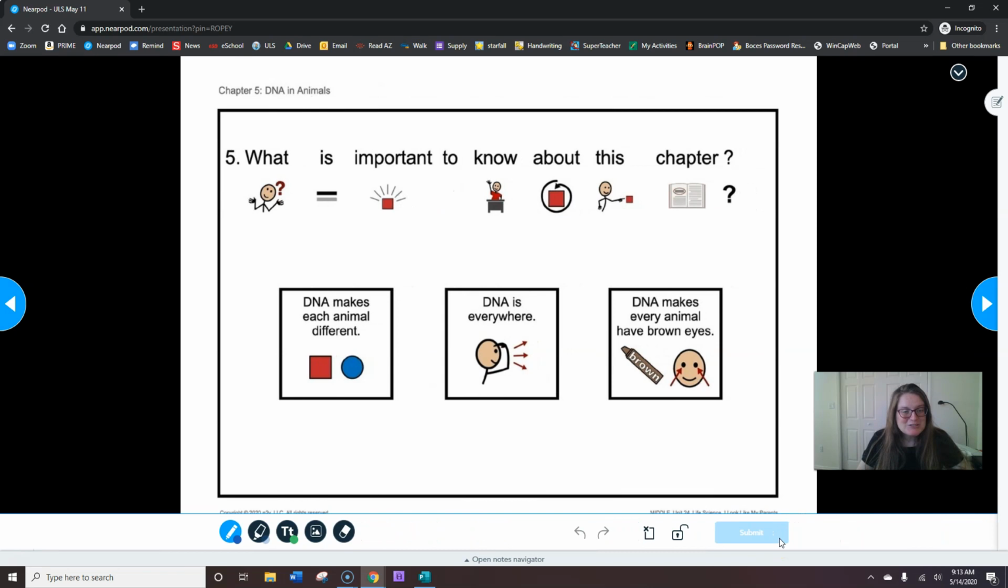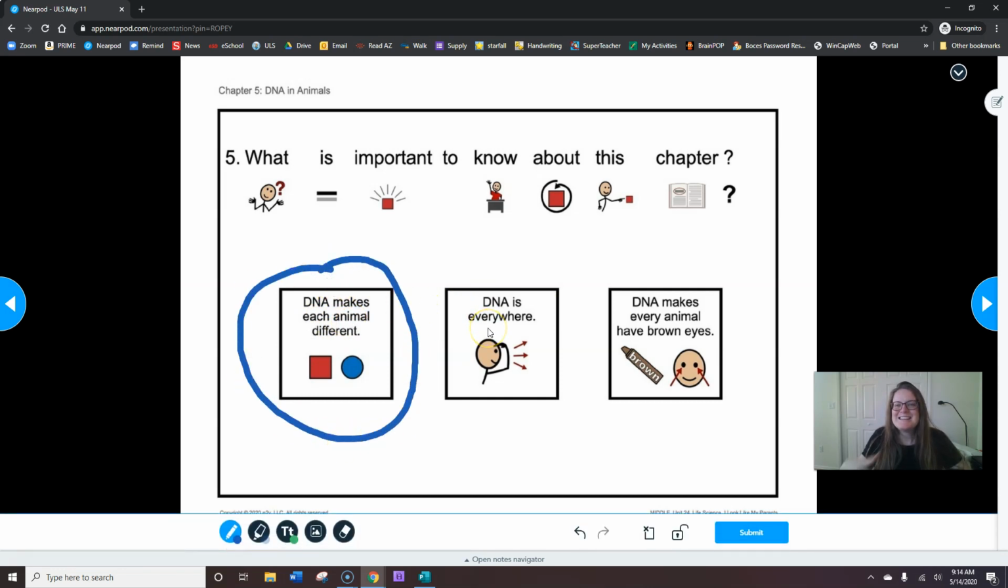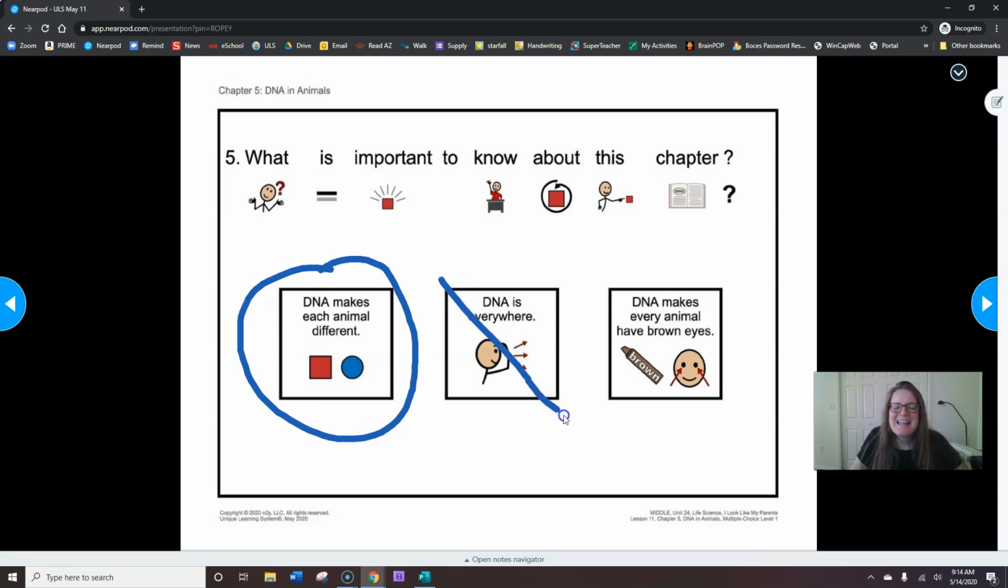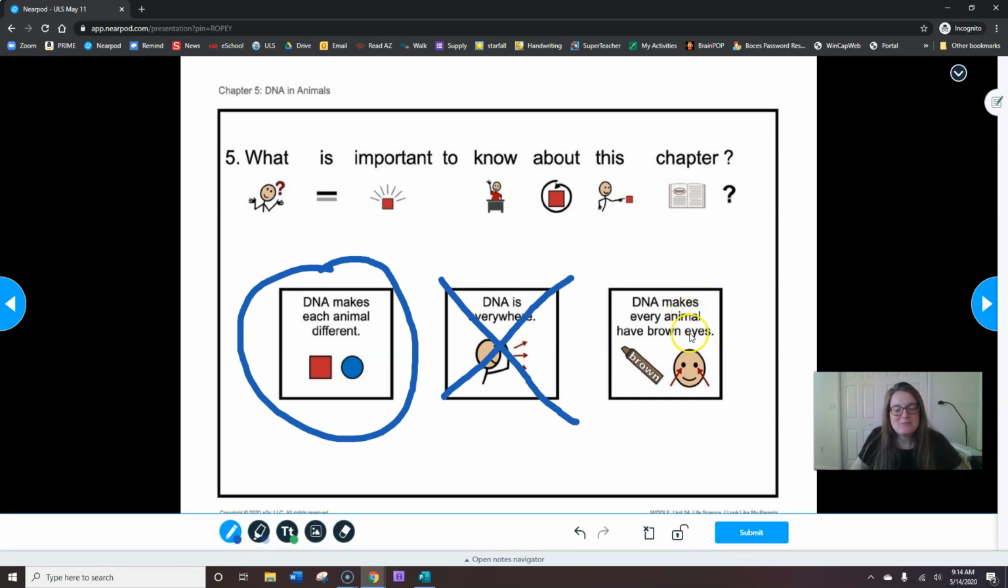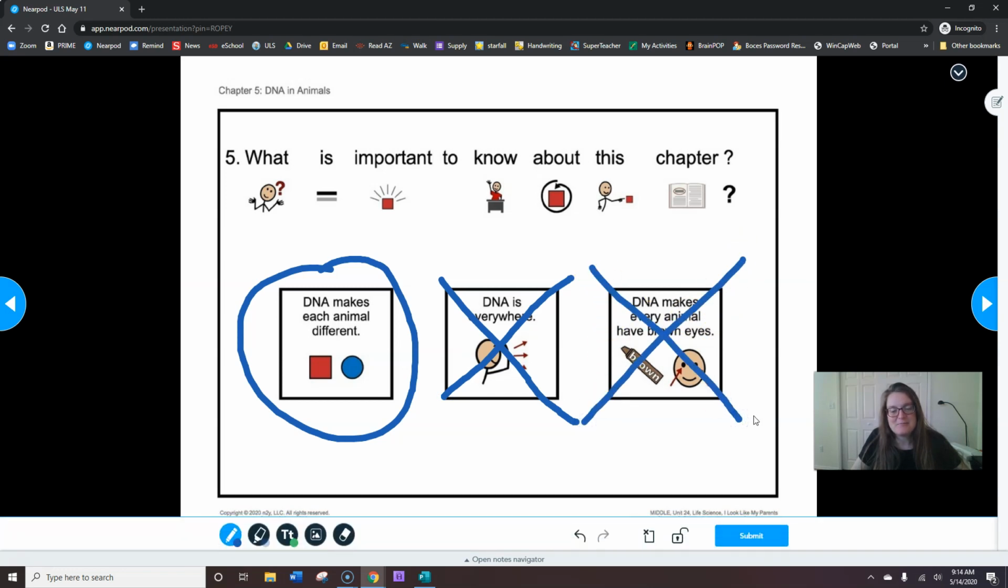And we're up to our last question. What is important to know about this chapter? DNA makes each animal look different, DNA is everywhere, or DNA makes every animal have brown eyes. So we read about how DNA makes each animal different. DNA isn't in the air, it isn't everywhere. It's in plants, animals, and people. So it's not everywhere. Okay, not every animal has brown eyes. Lots of animals have brown eyes, but not every animal.